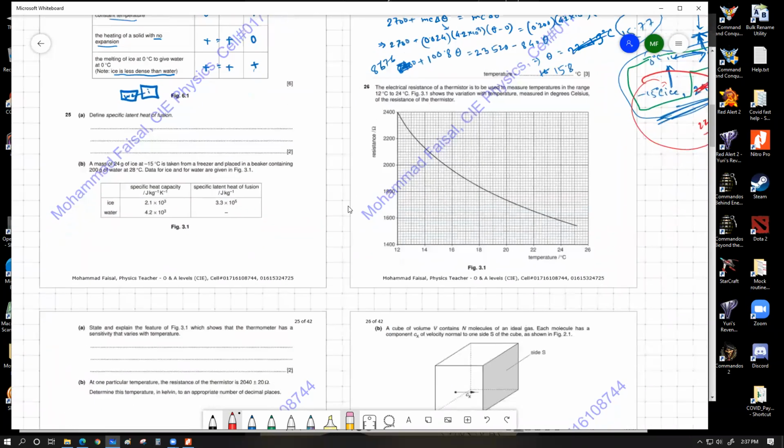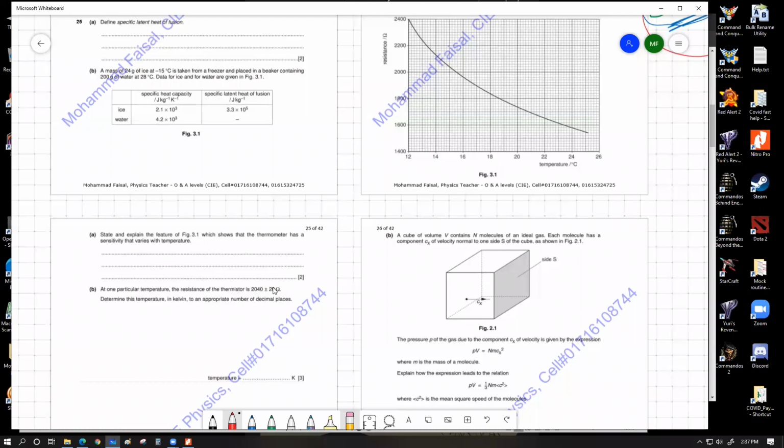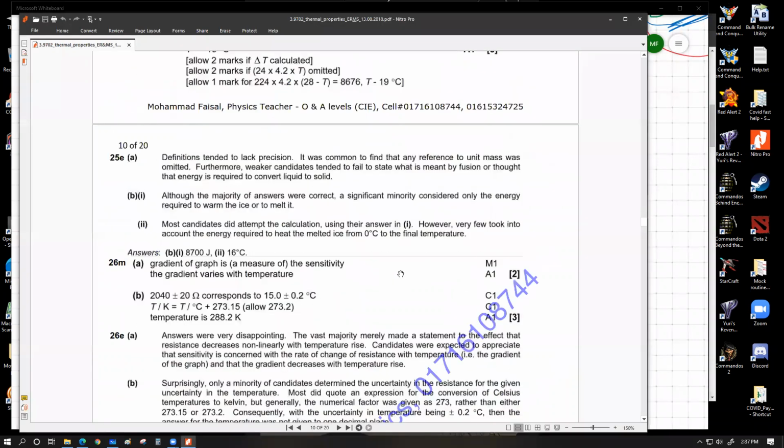Number 26 is apart because they have given a bit of an uncertainty over here, and they're asking to determine the temperature in Kelvin to an appropriate number of decimal places. So should we have to take into account this plus or minus 20 ohm or not? I forgot about that. 2040 plus minus 20 ohm corresponds to 15.0 plus minus 0.2 degrees Celsius.